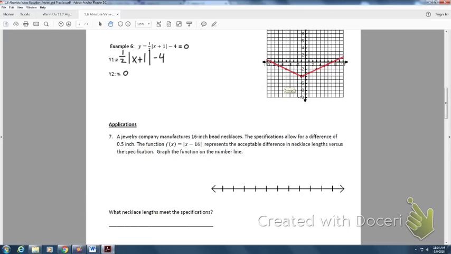Where did I start? So I'm going to look at my vertex. And I'm going to find that by, this tells me to go left 1, and that tells me to go down 4. So I'm going to start at -1, -4. And then I have y equals 0, which essentially is just the x-axis. And so you should have gotten the solutions -9 and +7.